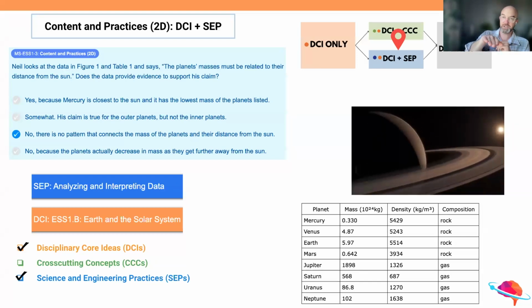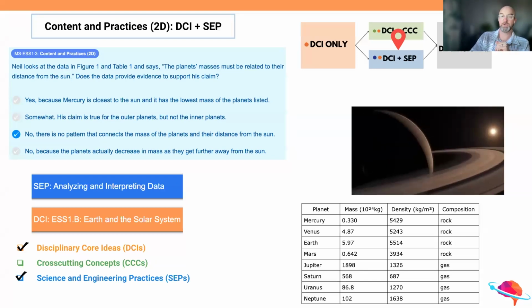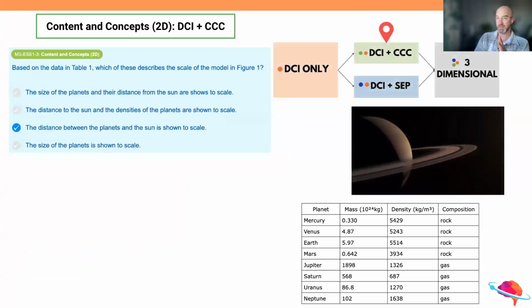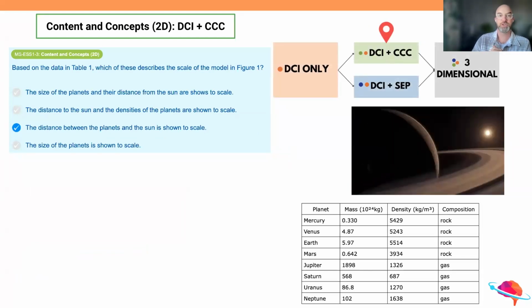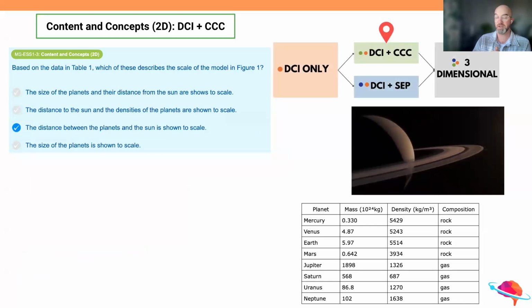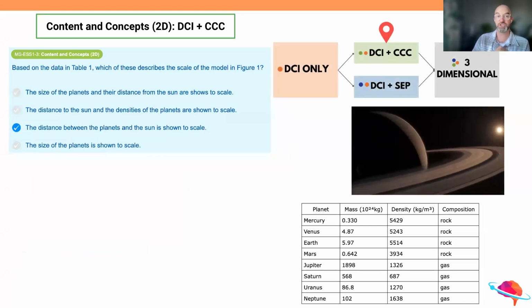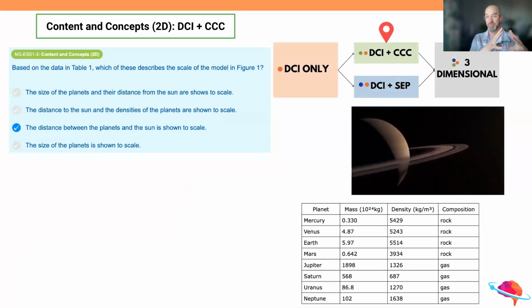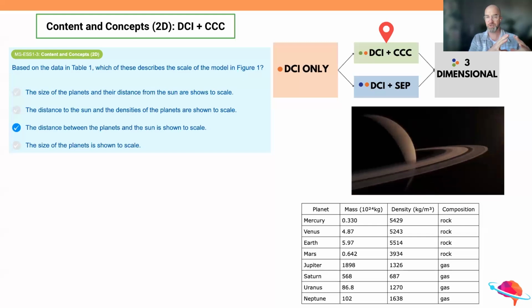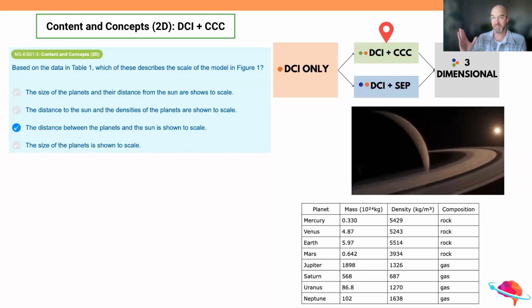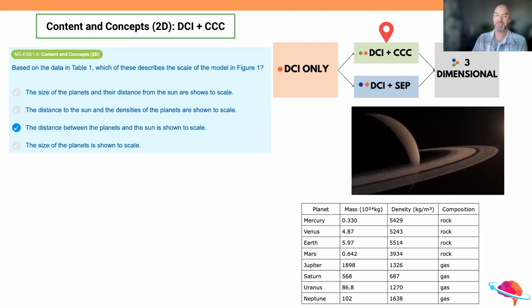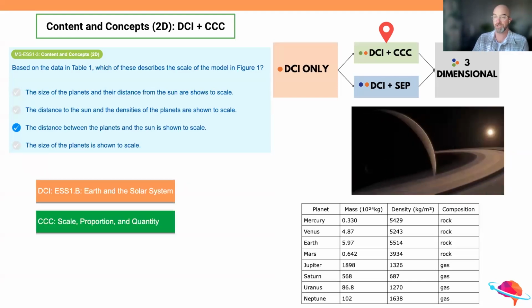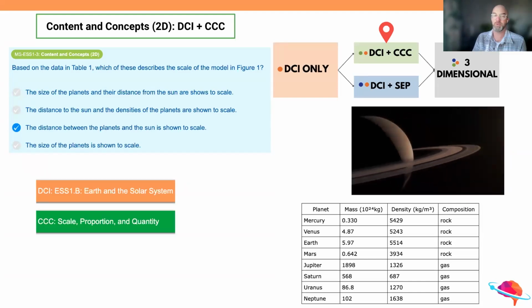So we have DCI only questions, DCI and SCP questions, or we can ask DCI and cross-cutting concepts questions. This question says, based on the data in Table 1, which of these describes the scale of the model in Figure 1? We just want them to understand how this image shows the scale of this model. This is a scale, proportion, quantity question. They don't need to really analyze data here. They're just looking at scale, proportion, and quantity through the lens of this model that we gave them.